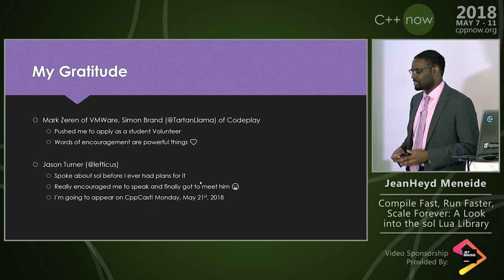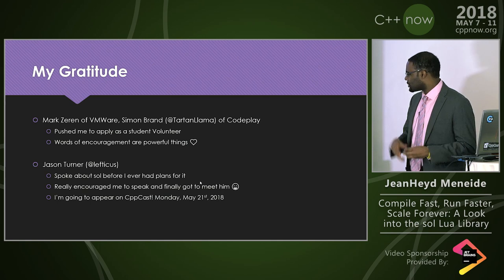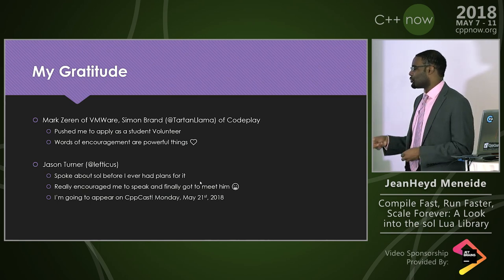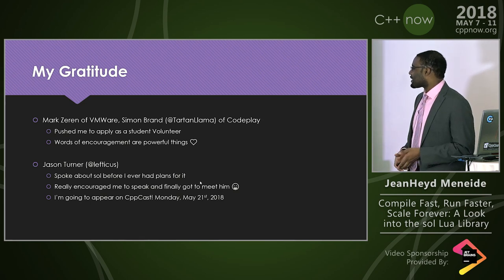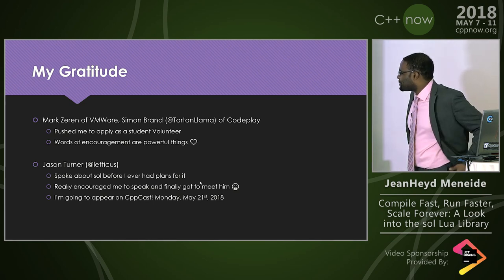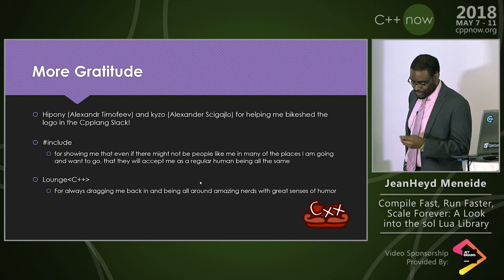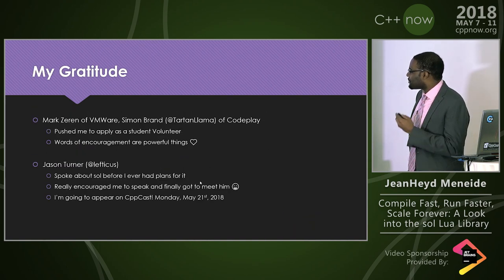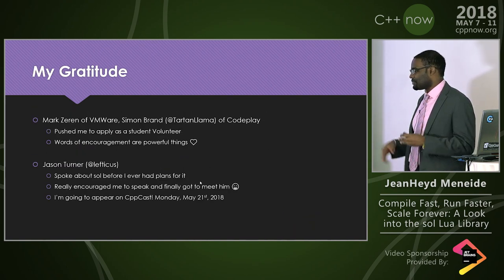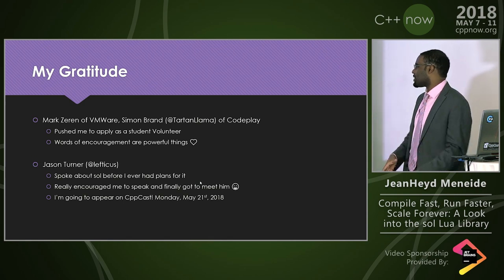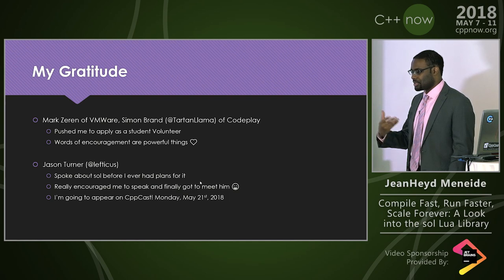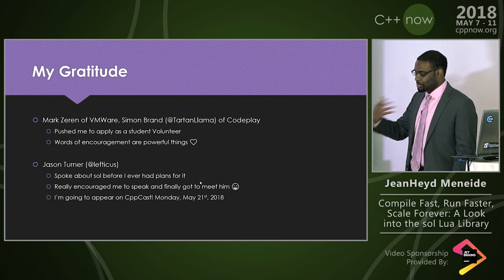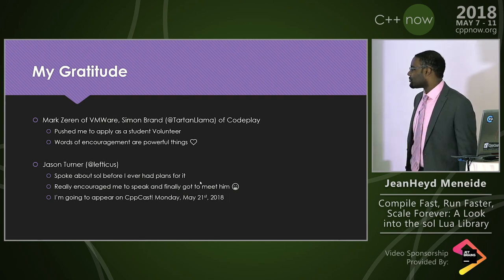I think a long time ago I applied to CppCon and it didn't work out because I was doing weird things. I wanted to apply under my alias name only, and they were like, "Be professional, get out of here." So that didn't quite work out, and I was like, I only want to be the PhD anywhere. I don't think I'll apply, and so I didn't. But Mark Zarin and Simon Brand both talked to me a little bit and said, "Listen, you should apply," and they gave me words of encouragement. Those things are powerful. They really do help people like me put our foot out there again.